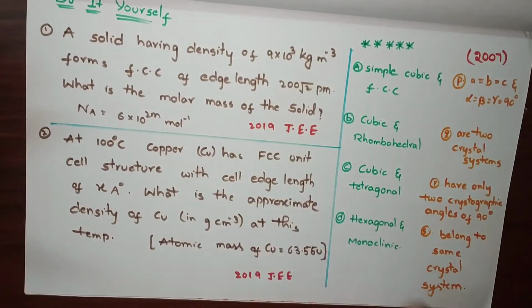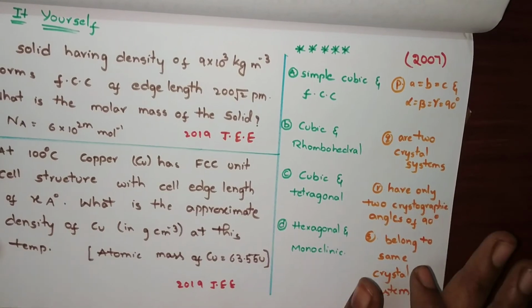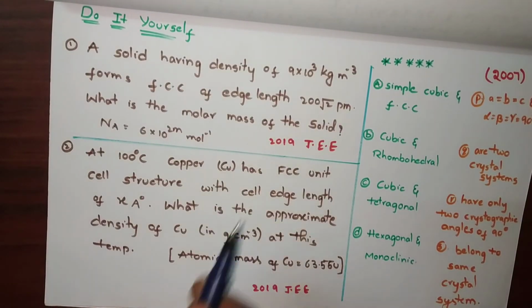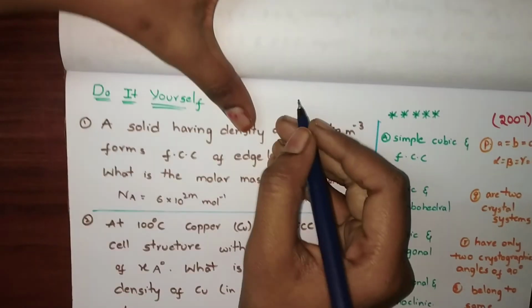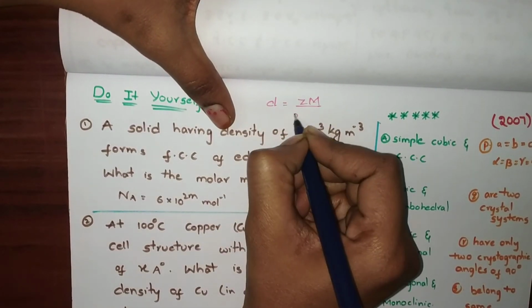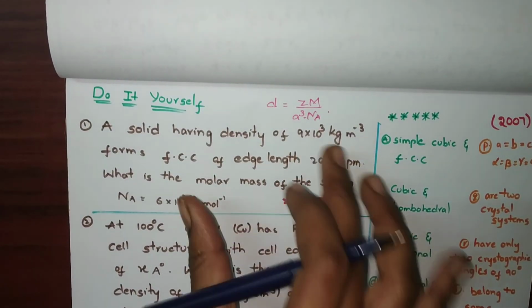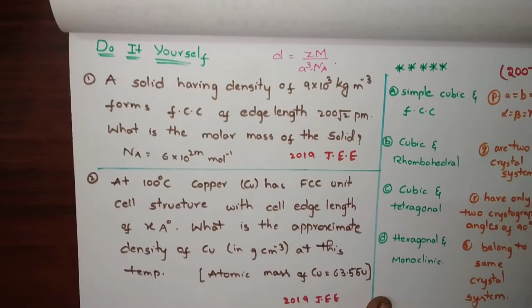Do it yourself questions, JEE questions, and this is a 2007 IIT question. These two questions are from the formula density is equal to Z M by A cube into Na. Calculate it. Take a screenshot.